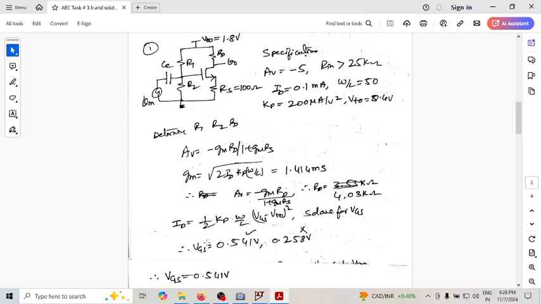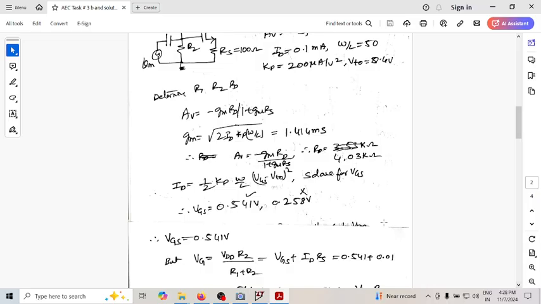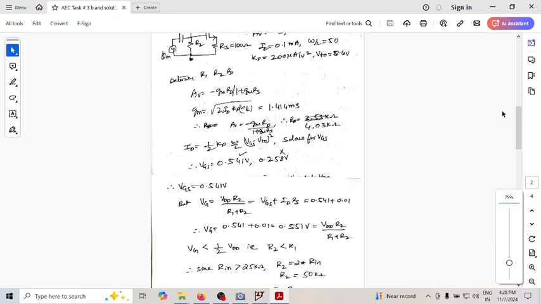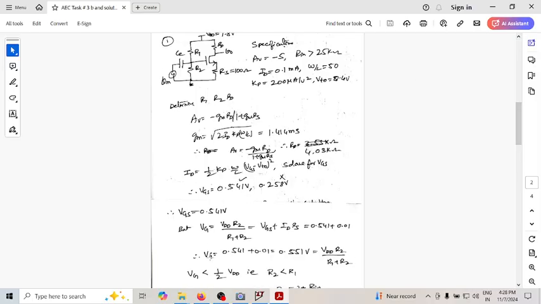These are the two mathematical answers, out of which only one is electrically correct, because you cannot have VGS less than the cut-in voltage or the threshold voltage of the MOSFET. So we are discarding the 258 millivolt and considering only 541 millivolt. So VGS happens to be 541 millivolt. Now since we have a resistor RS also, the VG is given by, let me just go back here. So this is the value of VG.